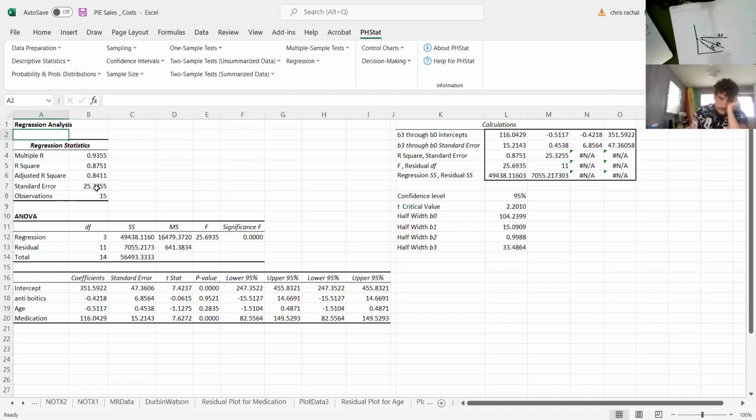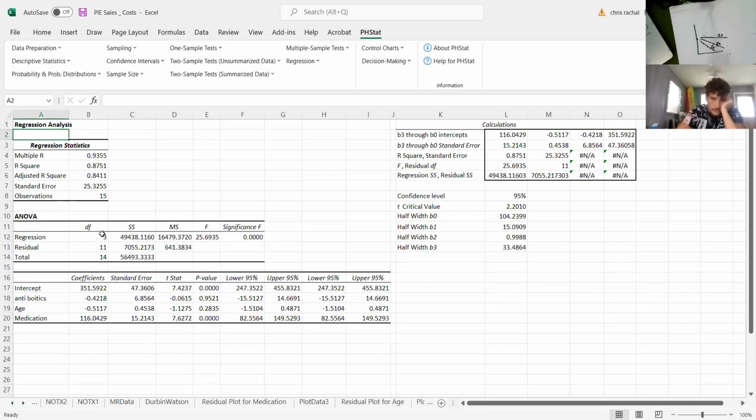What this is telling us is when we forecast how long their stay is, it's going to be off by about 25 hours, roughly a day, a little bit more than a day. How many observations? Roughly about 15 people, right? This again is an ANOVA that we spent a tremendous amount of time on. That's our degrees of freedom. Why? Because we have 4 groups: our antibiotics, age, medication, and how many hours they're going to stay.